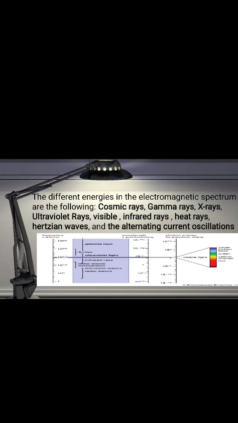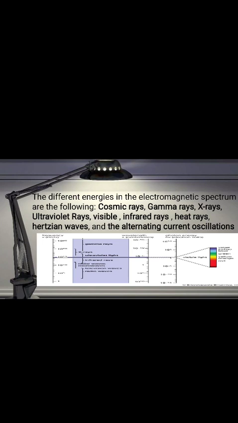The different energies in the electromagnetic spectrum are the following: cosmic rays, gamma rays, X-rays, ultraviolet rays, visible light, infrared rays, heat rays, Hertzian waves, and the alternating current oscillation.